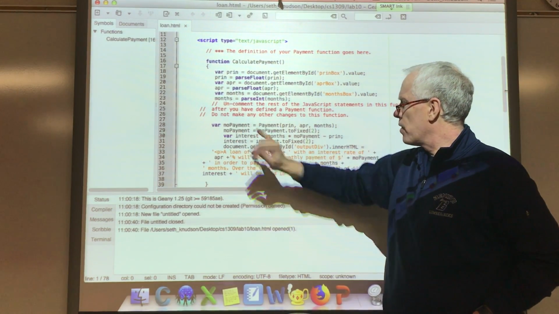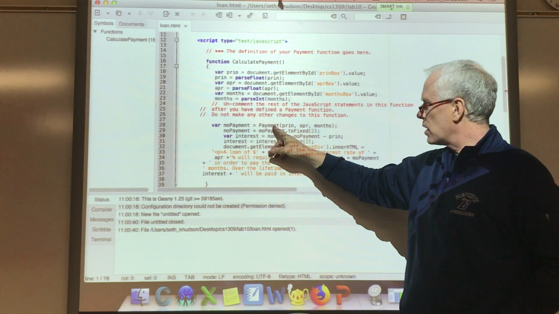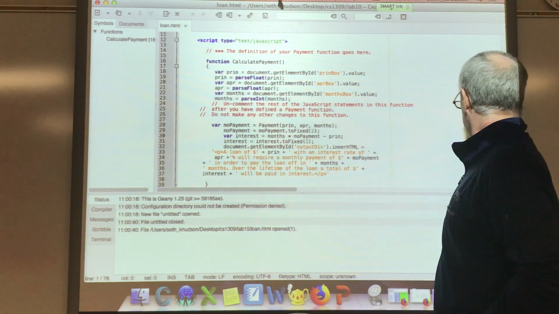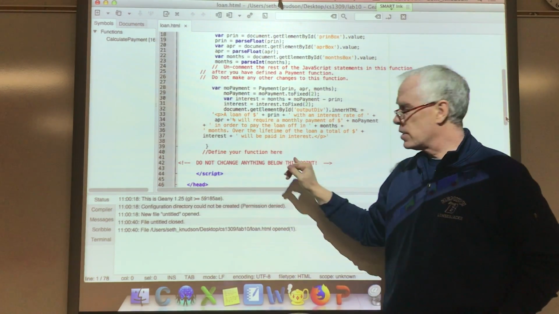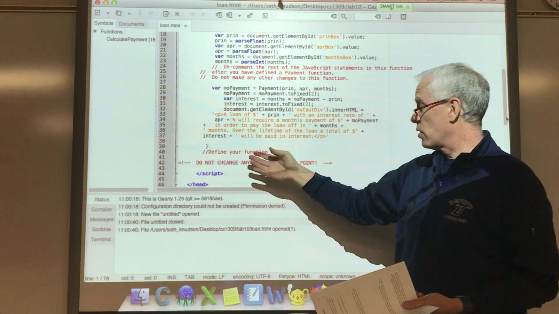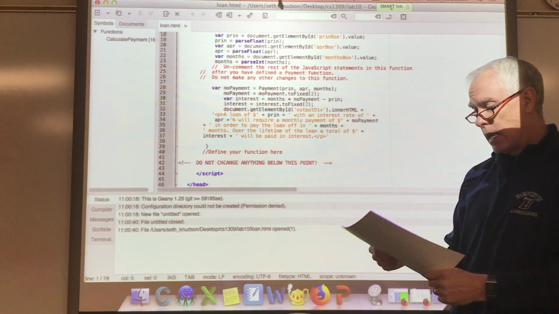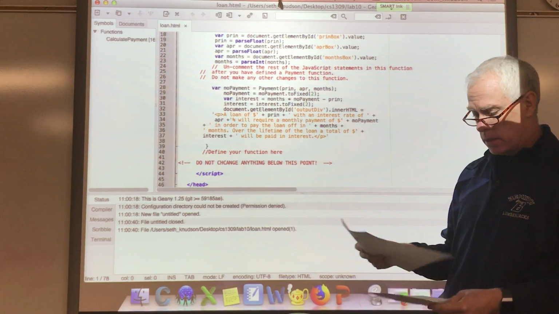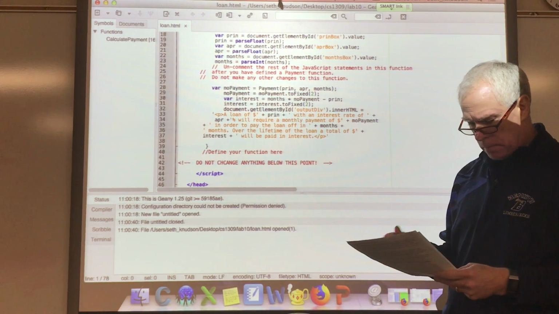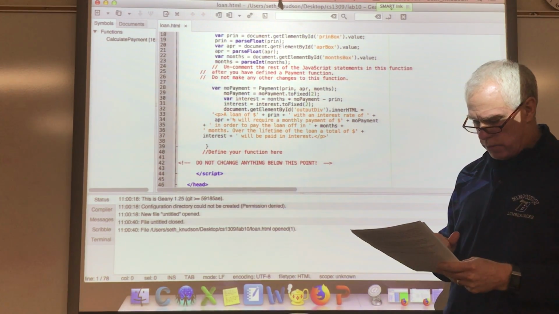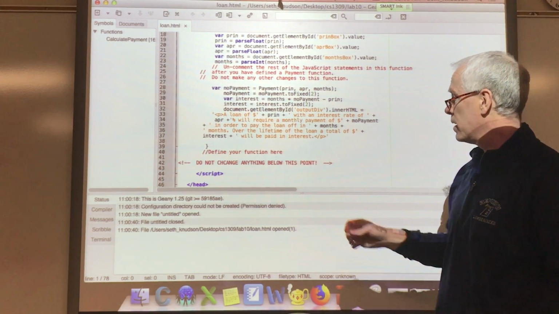Now we're going to create a monthlyPayment variable, and what it does is it calls the payment function. Okay, so notice it says define your function here. That's where you're going to create your function called payment. So there's already one up here, and you're going to create your own function down here called payment. It's not very many lines long, you guys. When I wrote my payment function, it was 1, 2, 3, 4, 5, 6, 7, 8, 9, 10 lines. Ten lines of code is all you've got to write, okay?